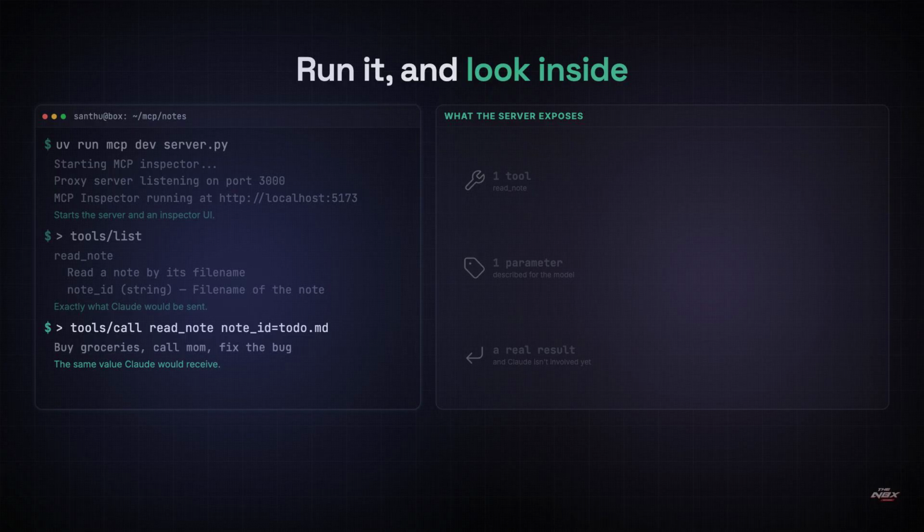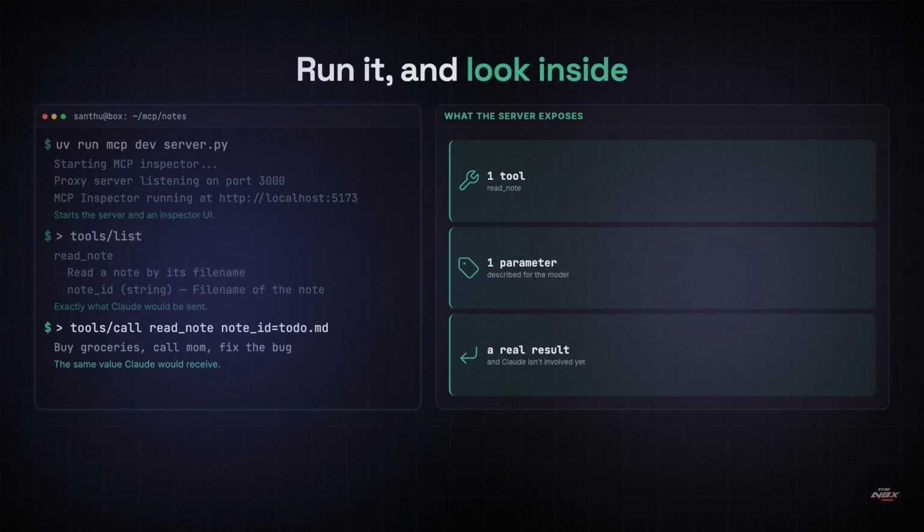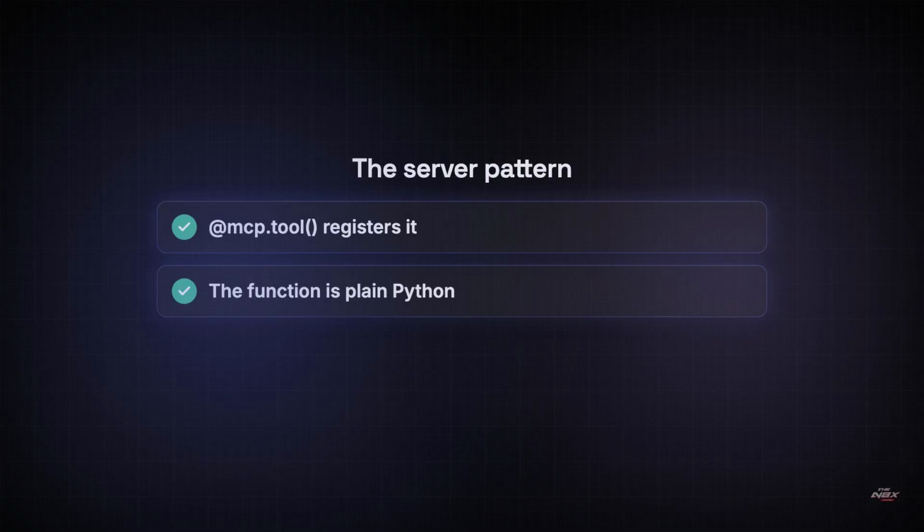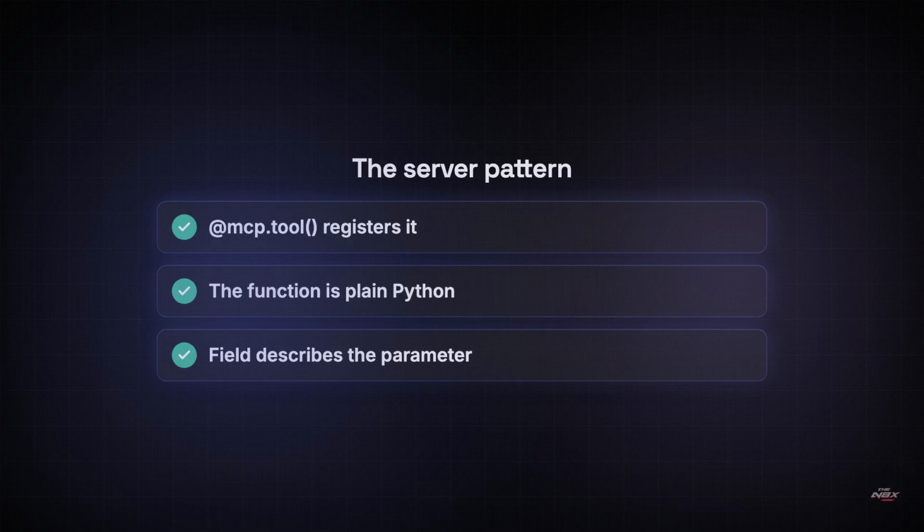1 tool registered, 1 parameter described, and a real result coming back. That's a working MCP server, and nothing has touched Claude yet. The pattern to remember in 3 lines. The decorator registers it. The function underneath is ordinary Python, and Field describes the parameter, so the model knows what to put there.